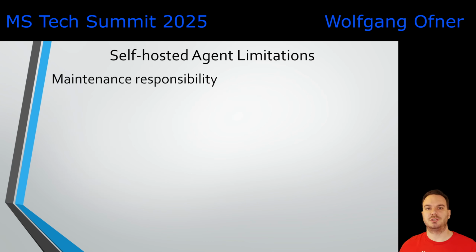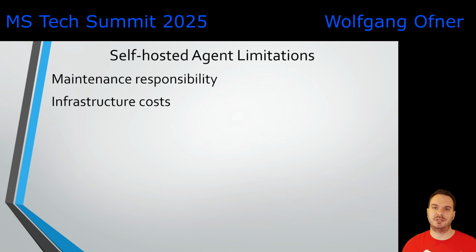Like the Microsoft hosted agents, self-hosted agents also come with limitations. Since you're responsible for everything, this means you're also responsible for the maintenance. This means you have to update the agent, update the software that's installed on the agent, update the infrastructure. For example, if you're running on VMs, you have to update them. And you also have to pay for the whole infrastructure. Again, you have to pay for the VM, the networking, everything you need to run your agent.